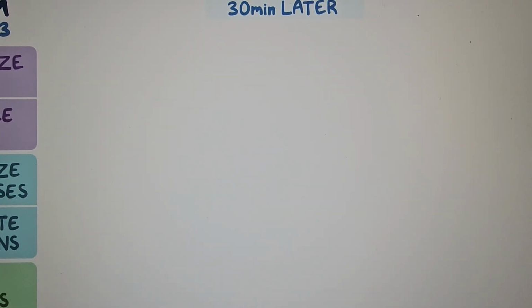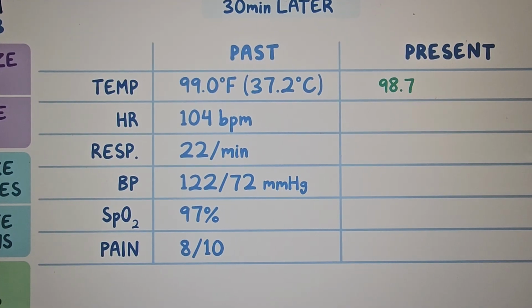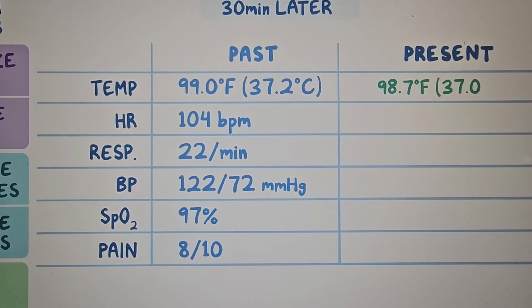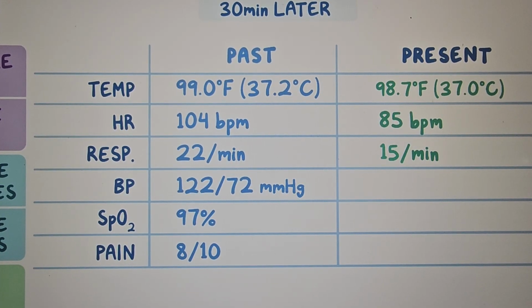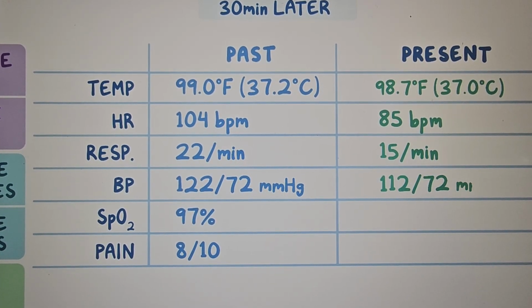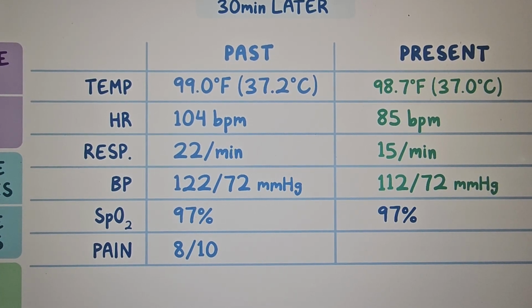30 minutes later, Nurse Maggie enters the room to evaluate the outcome of her actions. Marcus's vital signs are temperature 98.7 degrees Fahrenheit or 37.0 degrees Celsius, heart rate 85 beats per minute, respiratory rate 15 breaths per minute, blood pressure 112/72 millimeters of mercury, and oxygen saturation 97% on room air. He reports a pain level of 2 out of 10 and states this is tolerable.